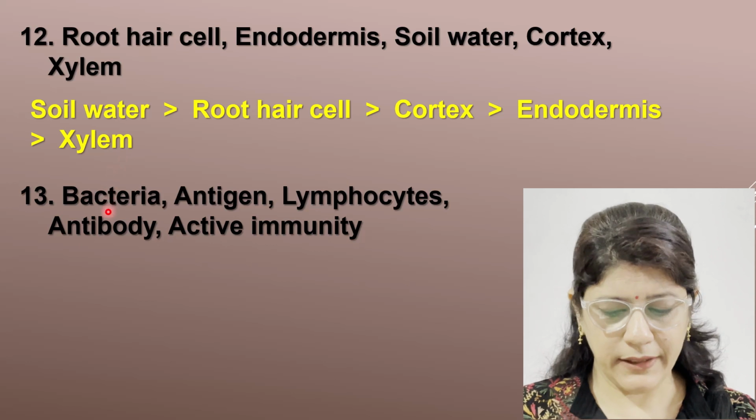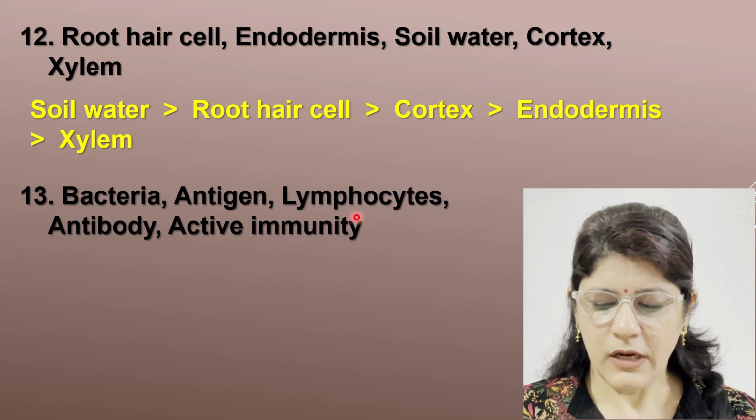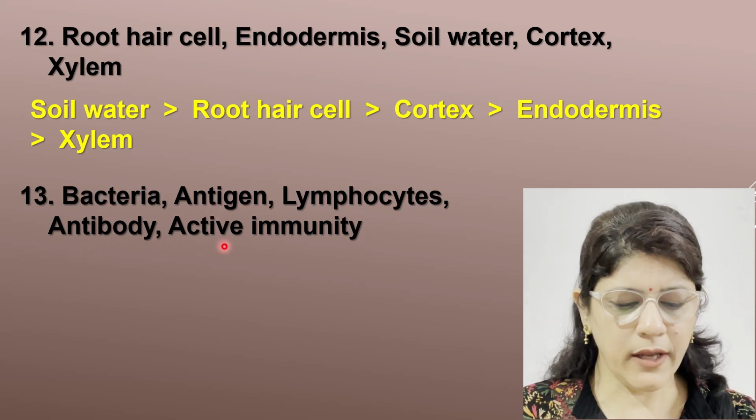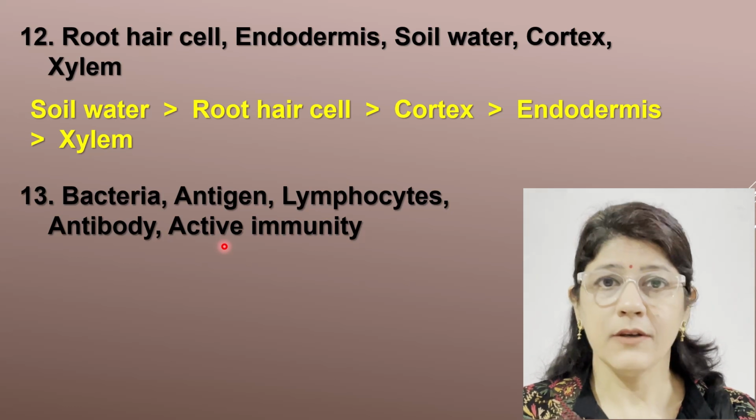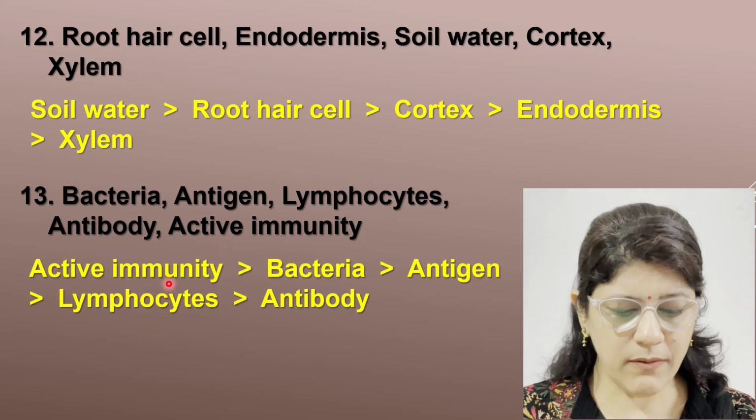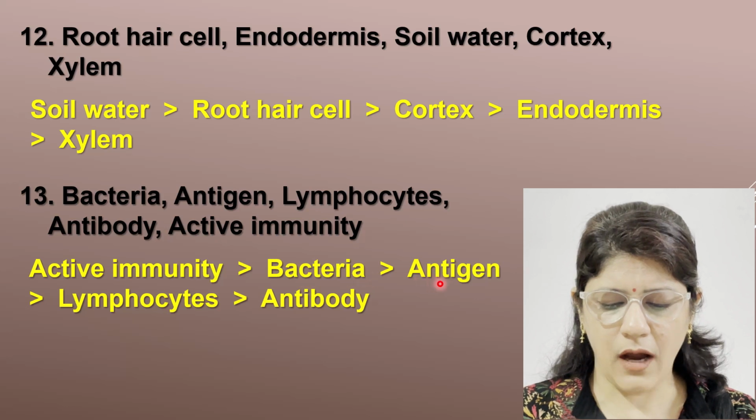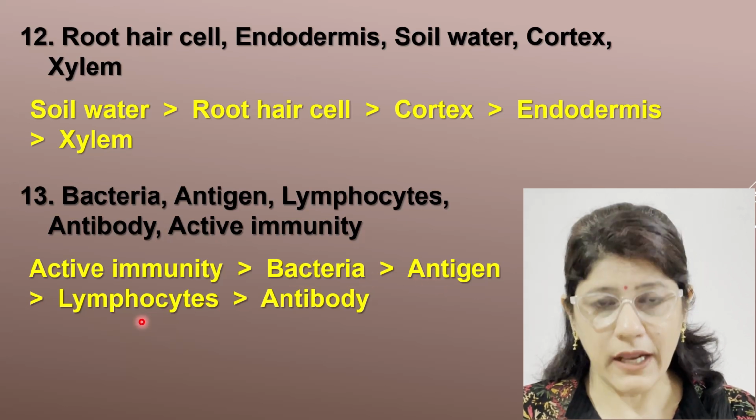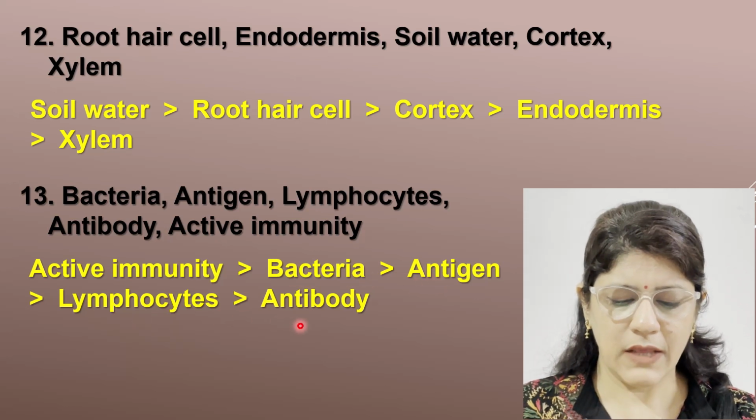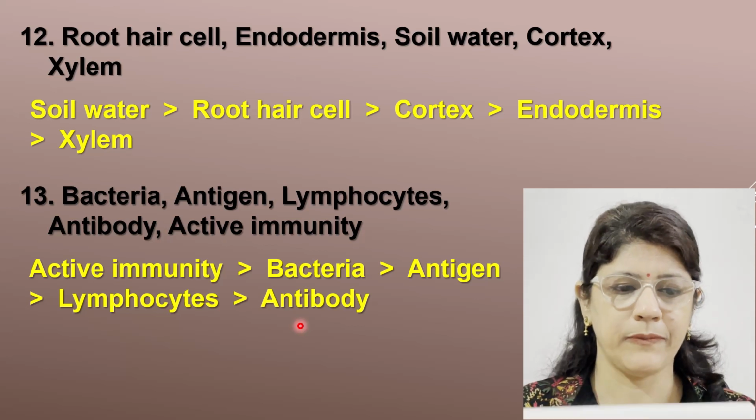Next is bacteria, antigen, lymphocytes, antibody, active immunity. So starting with bacteria, then antigen, then lymphocytes, and then they will produce antibody, leading to active immunity.